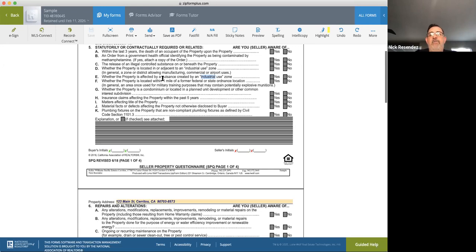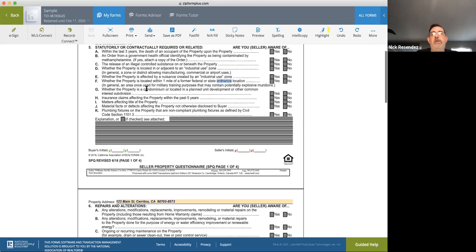F asks if we're within a mile of a formal federal or state ordnance location. Ordnance meaning explosives from some sort of military related, right? Training or base or what have you, okay? So, nearby we do have National Guard, we do have the Seal Beach Naval Weapons Depot. So there is some of this stuff nearby. So, pay attention, be aware.